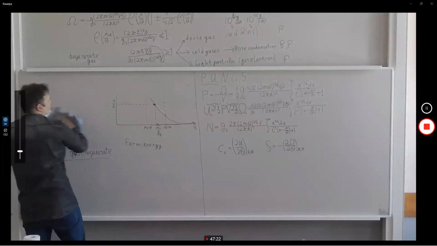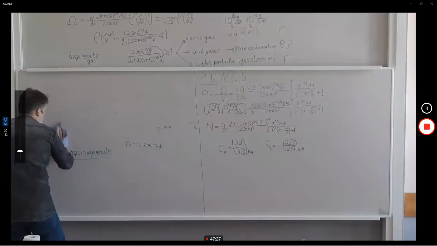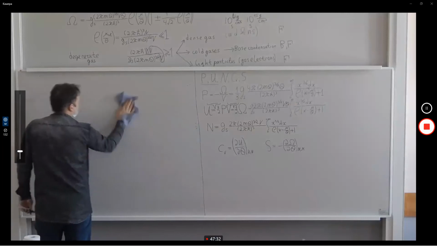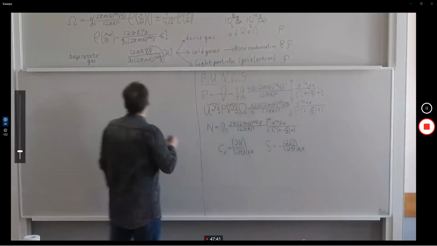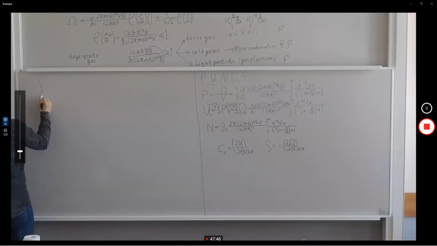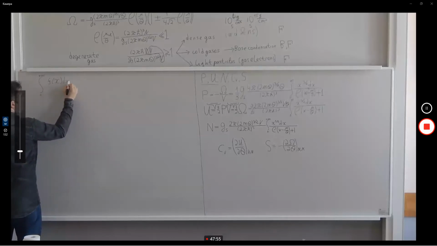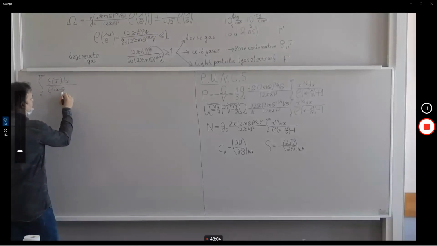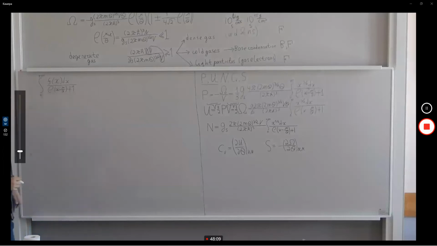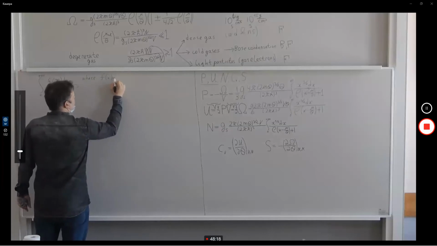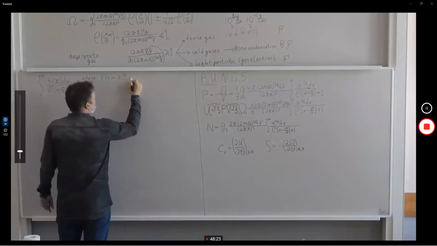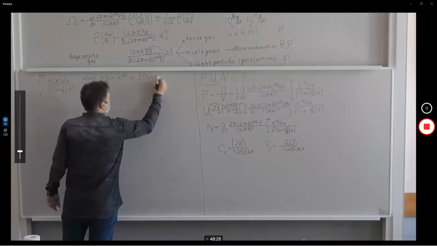So to solve the problem, we need to consider integrals of this form: the integral from 0 to infinity of f of certain argument x dx divided by exponent of (x minus μ) divided by θ plus 1, where f of x equals x to the 3/2, or f of x equals x to the 1/2.